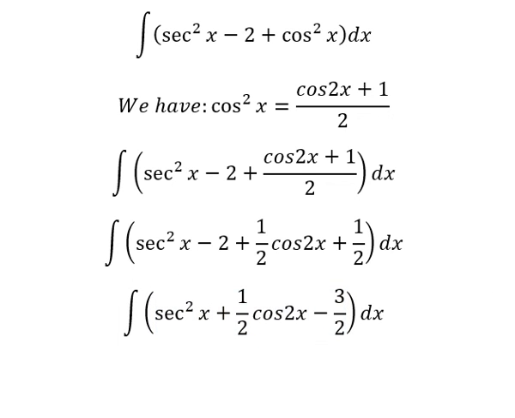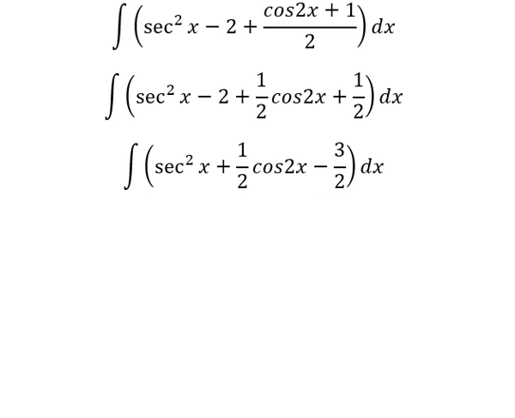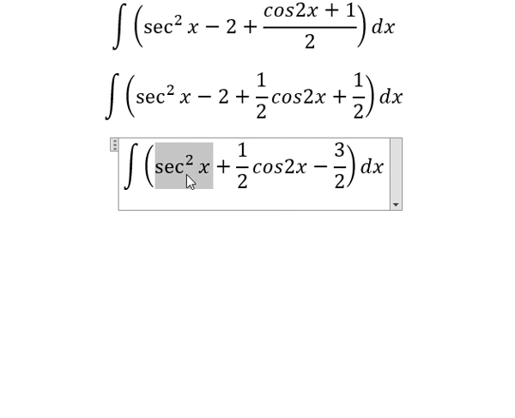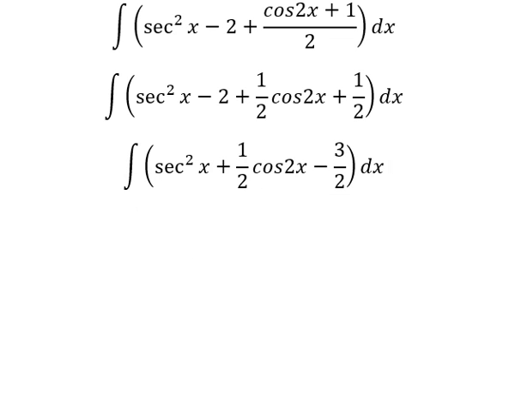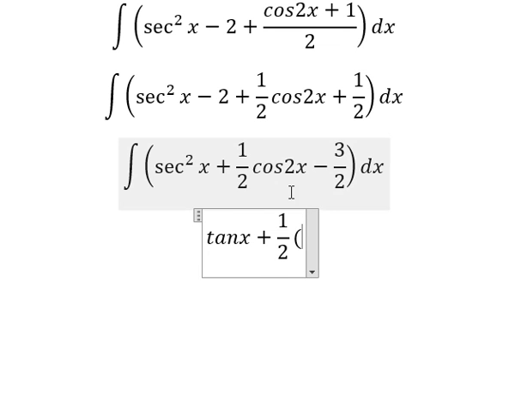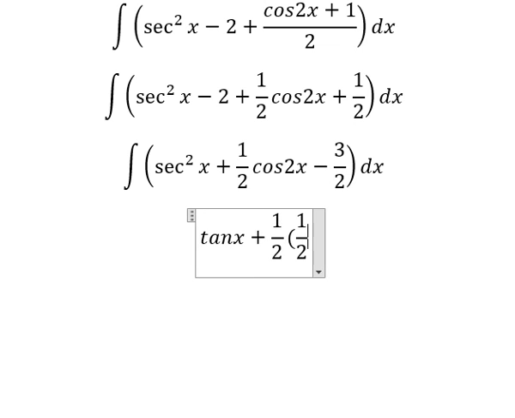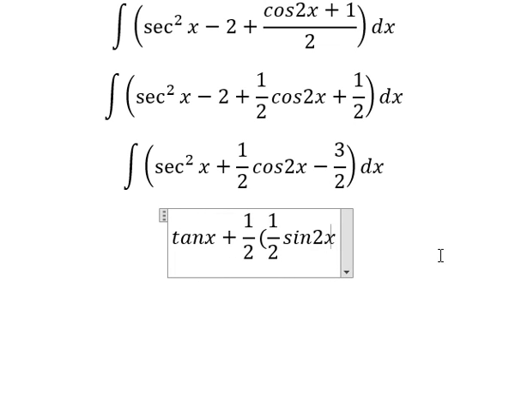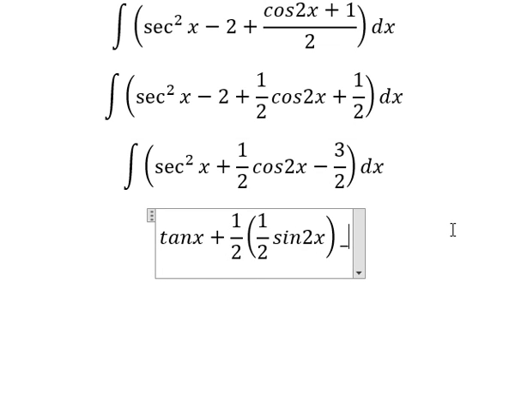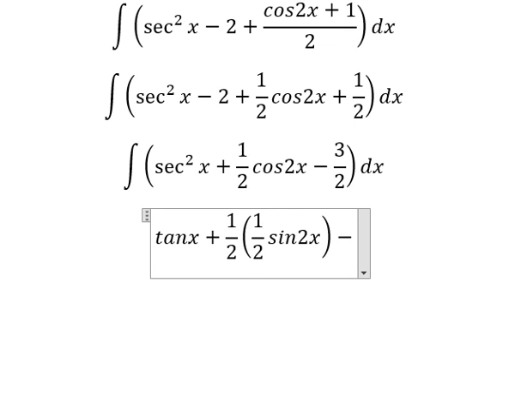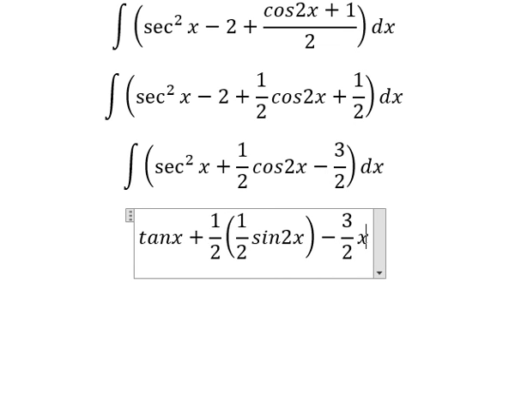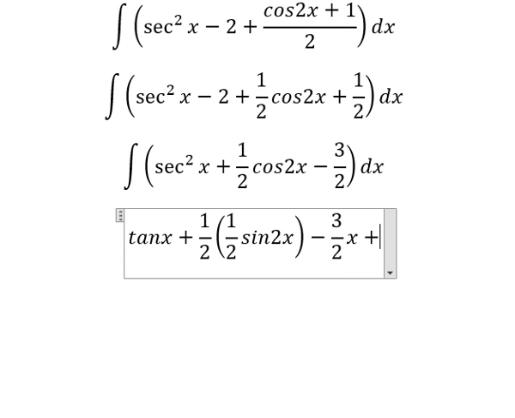And now we have the final answer. The integration of this one is tan s. The integration of cosine 2s is 1 over 2 sine 2s. The next one is negative 3 over 2 s. And I will put c.